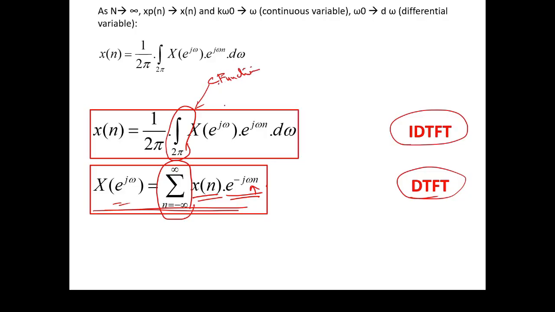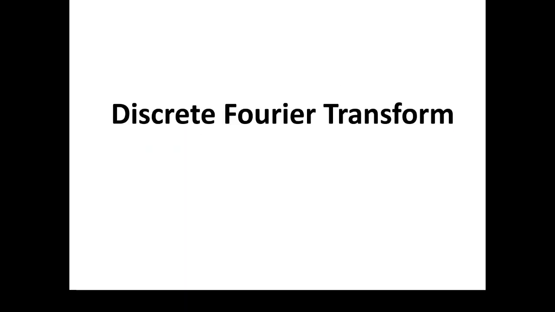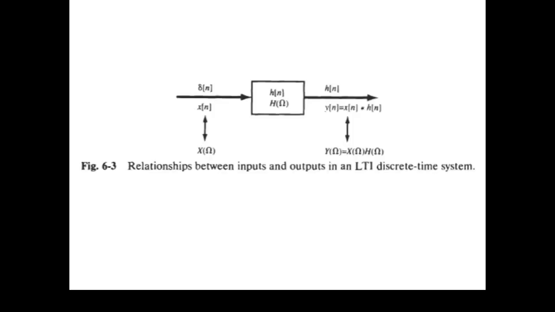We have to use a continuous function, right? Now the digital systems are not able to handle continuous functions, they can only handle finite systems. Due to this reason there was a need for another transform, which we call the discrete Fourier transform. Okay, we will come to that.